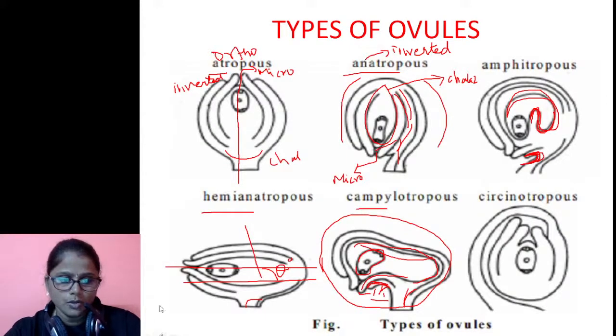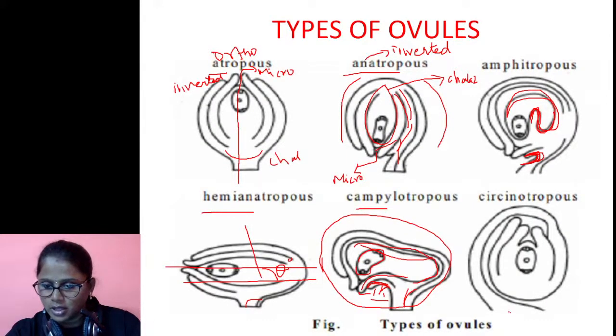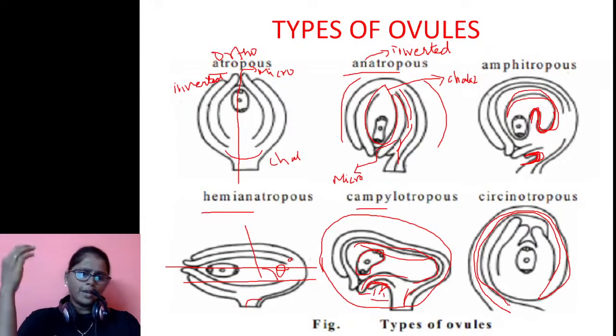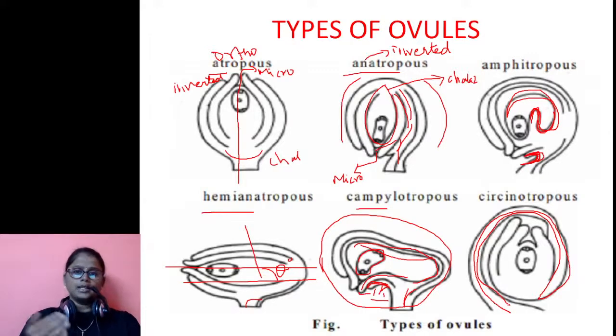Yeah. So you can see the funicle. Starting from here it covers everything fully. So they are covering even the ovule, the funicles are so long that they cover the ovule completely. So these are the six types of ovule. To keep in memory very easily: in the orthotropous or atropous type of ovule, the micropyle is at the top, and in anatropous the micropyle is at the bottom, and amphitropous has a curvature structure.